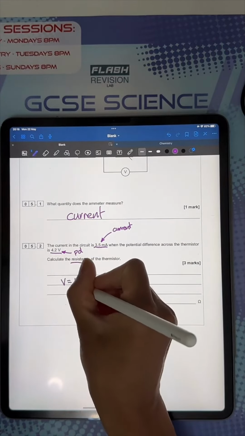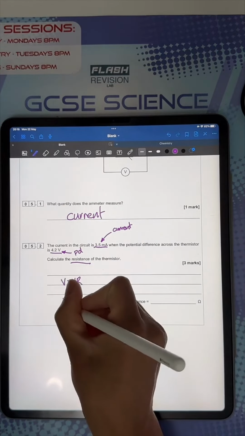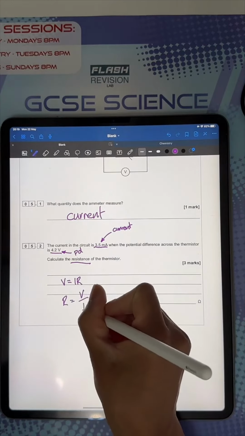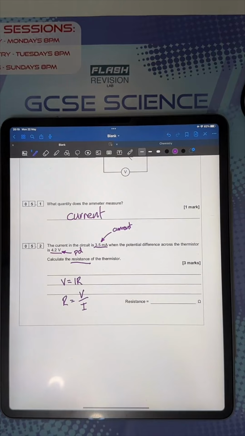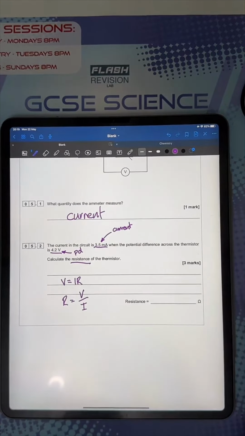This one is V equals IR. It's asking for R, so you need to rearrange the equation to make R the subject. R is equal to V over I. Right? Now, this is not straightforward because the current is in milliamps. In this equation, you need your current in amps. So this is why it's important to know what units each equation needs for it to work.